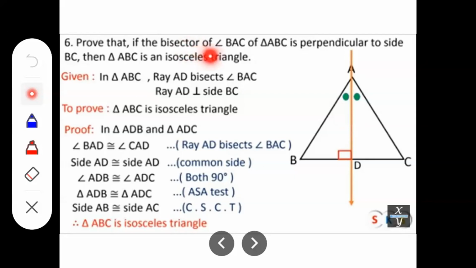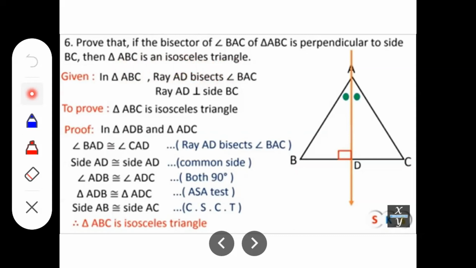The bisector of angle BAC of triangle ABC is perpendicular to side BC. So this bisector is perpendicular here to side BC. So it makes the angle 90 degree. That is, it is perpendicular to the side and it also bisects the angle. Then we have to show triangle ABC is an isosceles triangle.